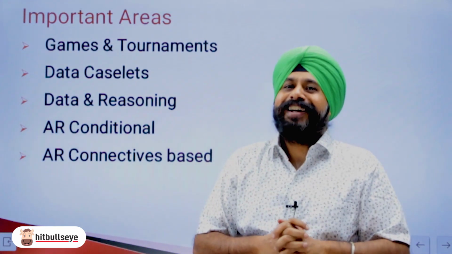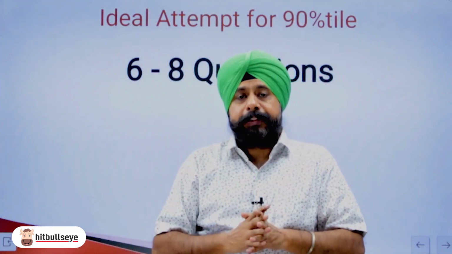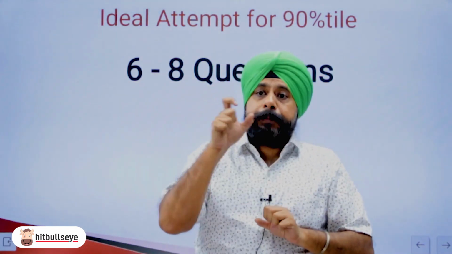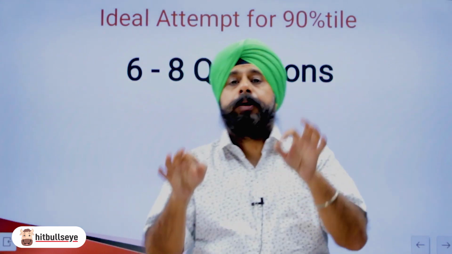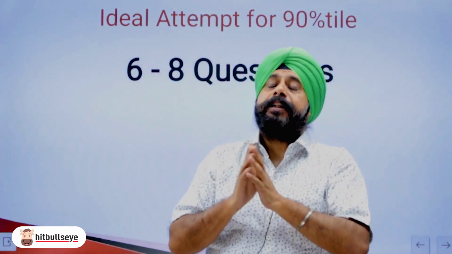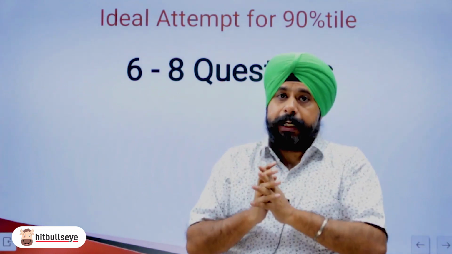Further people, it is very important to understand that in order to get 90 percentile, you just need to attempt 6 to 8 questions. Yes people, I said it right and you heard it correctly, right. If you just attempt 6 to 8 questions with close to 85-90% accuracy, people, you can definitely hope for 90 percentile in the CAT exam. The percentile or the cutoff for the DILR section goes as low as that, as I was telling you, for getting a 90 percentile.